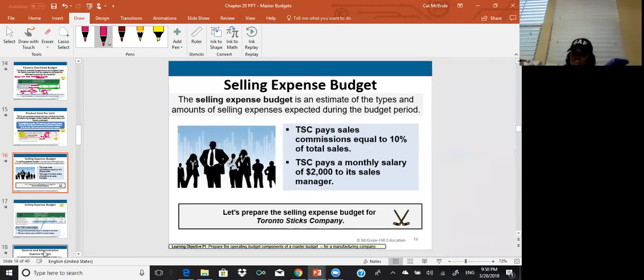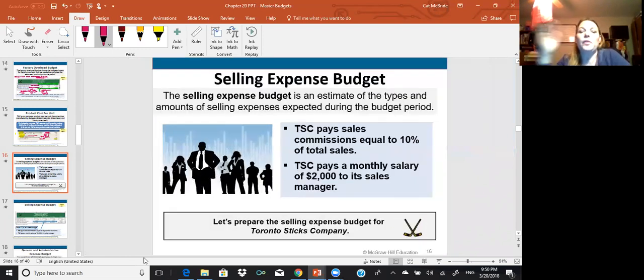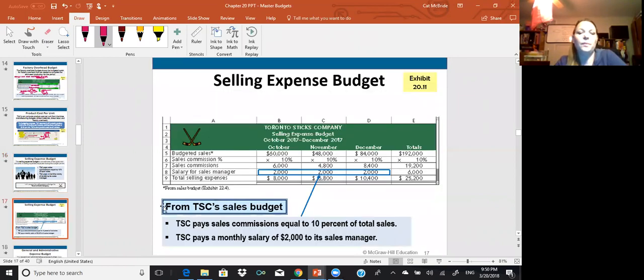Okay, so now it gets easier. Now we're going to look at our selling expense budget. So how much does it cost? We have commissions, and commissions are typically 10% of sales. So whatever our sales are, the commissions are going to go up or down. And we have our monthly salary of $2,000 for the sales manager. So we know what our additional selling expenses are, and we'll put them into our selling budget. We have to figure out our sales to do our commissions.